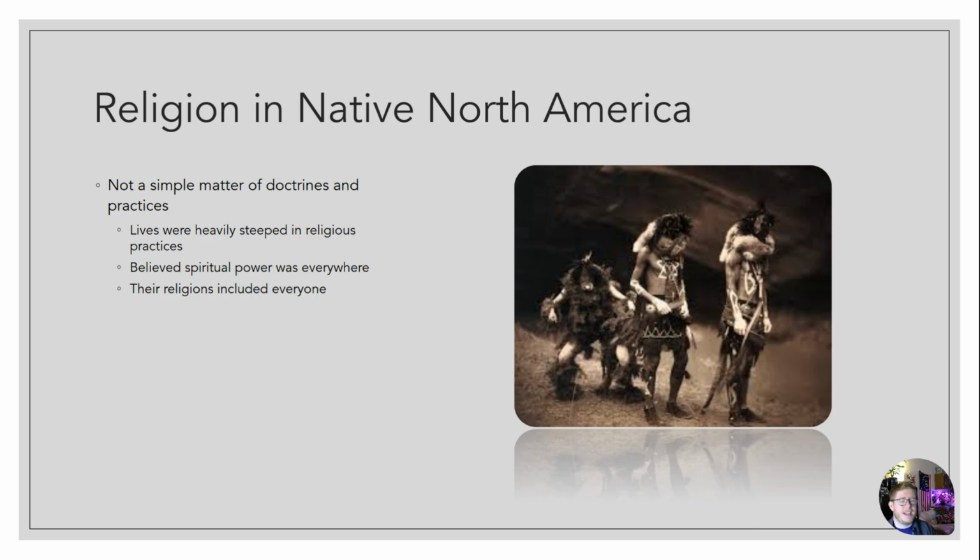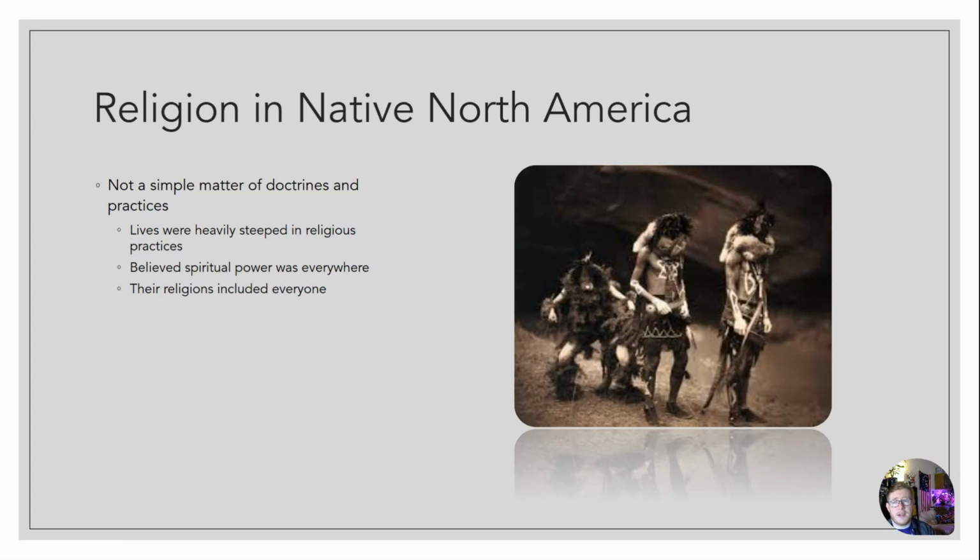In terms of religion, this is a big thing. There is no way to just simply narrow this down. Like, here's this specific religion, like we could talk about Christianity or Judaism in Europe and the Middle East. When it comes to native religions, each one is slightly different. Their lives were heavily steeped in religious practices, which is a very generic statement to say. They did believe in spiritual power that was everywhere, and their religions included everyone.